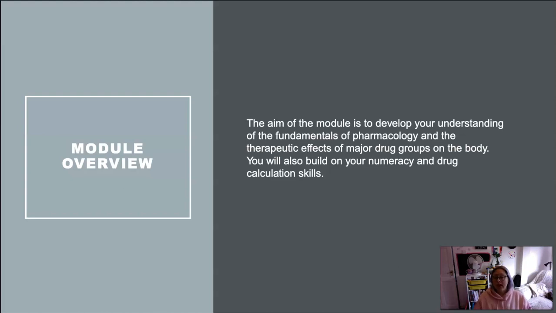So in this module, the aim is to develop your understanding of the fundamentals of pharmacology and the therapeutic effects of major drug groups on the body. We'll also link a little bit to your numeracy and drug calculations as we did in the first year module, but we're also going to look a lot more at specific medications that are used within your areas of practice. And the whole point of this module is for you to choose a medication and to be working on that throughout the module to build a good understanding of one or more medications that are really key in your specific areas of work.